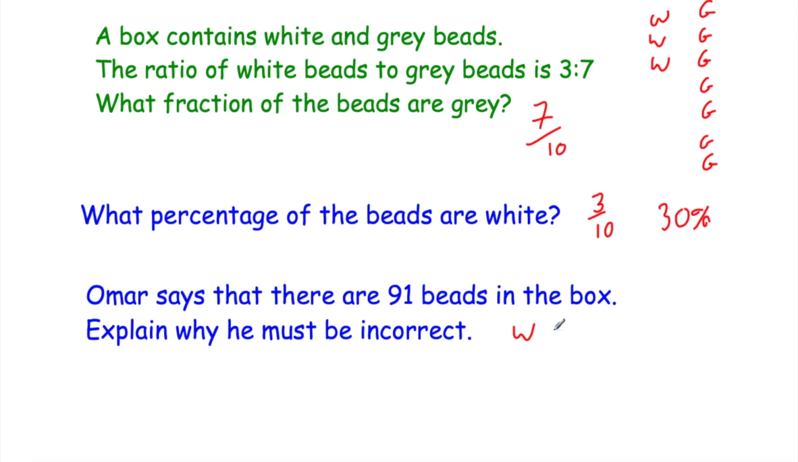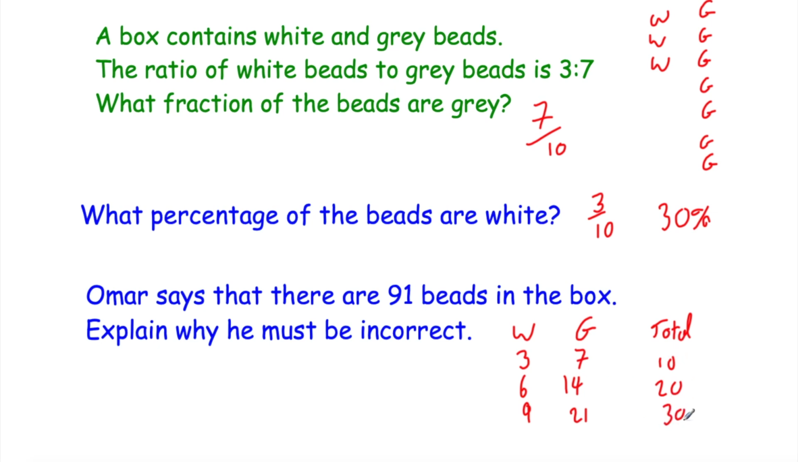So for instance, if we had white and grey, there could be 3 white and 7 grey, and altogether, if we write here total, that would be 10 beads. It might not be 3 and 7, it might be, for instance, 6 and 14, and altogether there would be 20 beads. It could be 9 and 21, and that would be 30 beads, and so on.